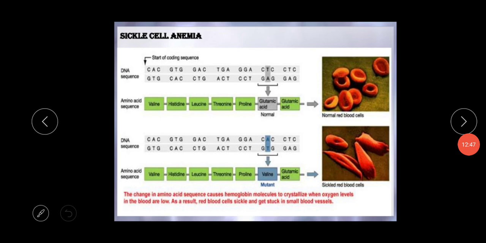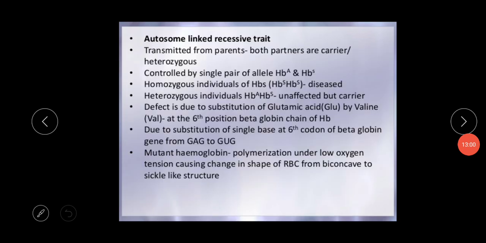This disease is controlled by a single pair of alleles of the HB gene, the hemoglobin gene. Only the homozygous individual shows the diseased phenotype. This is the autosomal linked recessive trait, controlled by the pair of alleles HBA and HBS. Homozygous HBS individuals are diseased, and heterozygous HBA HBS individuals are unaffected but carriers. In the homozygous condition it will be diseased, but in the heterozygous condition it becomes unaffected.